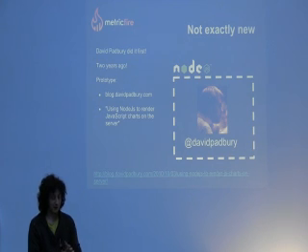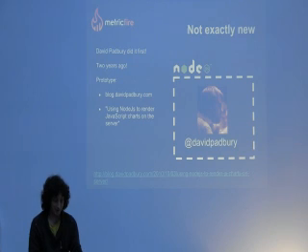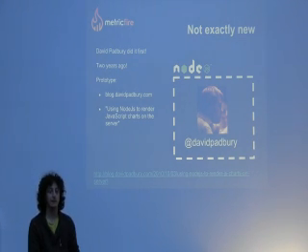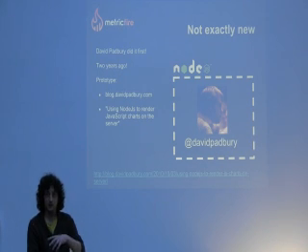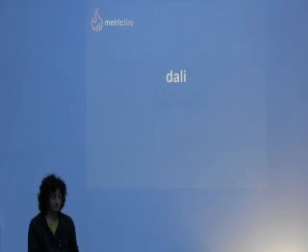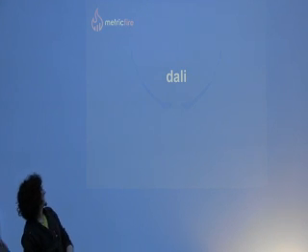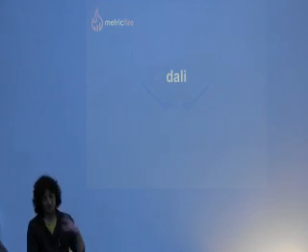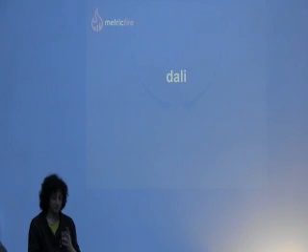But this is not exactly new. This guy, David Padbury, did it first. He had an excellent prototype two years ago of doing this, but it wasn't very solid. But he demonstrated that you can run Highcharts inside Node and get this stuff back out. So what I've done is made this nice and reliable. You see the mustache there. It's called Dali. Our naming scheme is based on beards and things with beards. So Dali seemed an appropriate one for something that draws something.